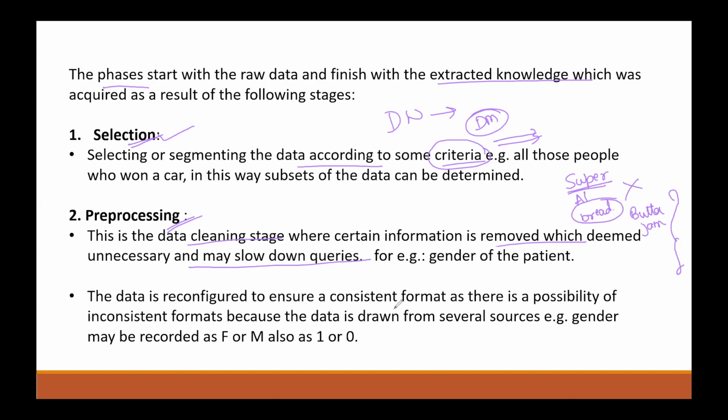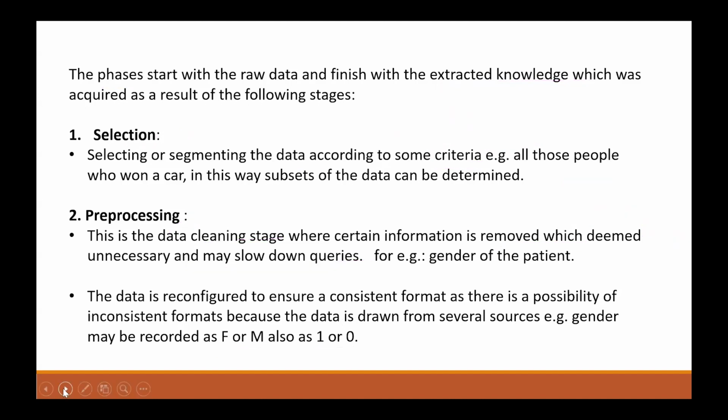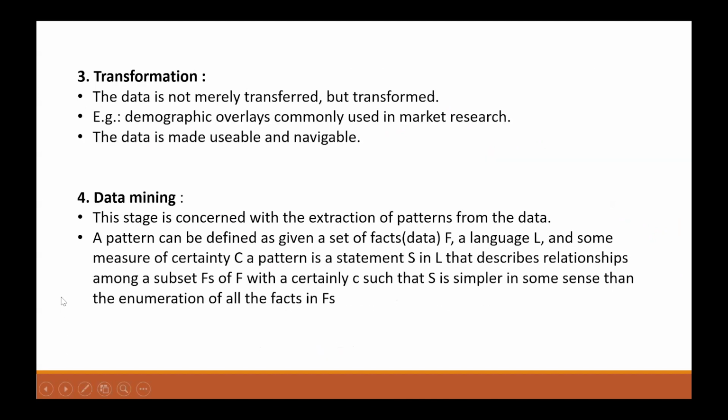The data is reconfigured to ensure a consistent format, as there is a possibility of inconsistent formats because the data is now drawn from several sources. For example, gender may be recorded as F and M, and also as 1 or 0. So this we have spoken about already. We said that we are collecting heterogeneous data. So we are going to convert it into a proper format so that all the data are in the same format. With that, it will be helpful for me to apply a certain algorithm or any methodology I'm applying. So conversion. So this is your pre-processing.